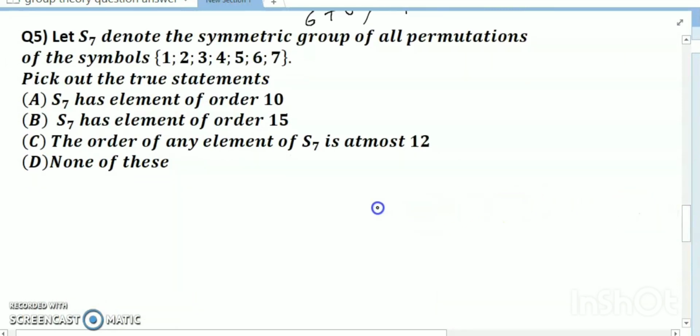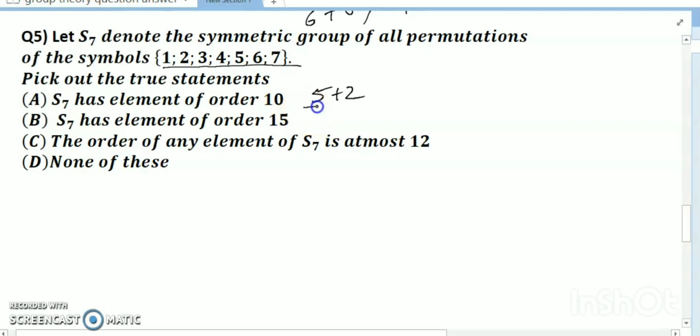Next, let S7 denote the group of all permutations of the symbols 1, 2, 3, 4, 5, 6, 7. So friends, does S7 have an element of order 10? Yes, S7 has an element of order 10 because 5 plus 2.